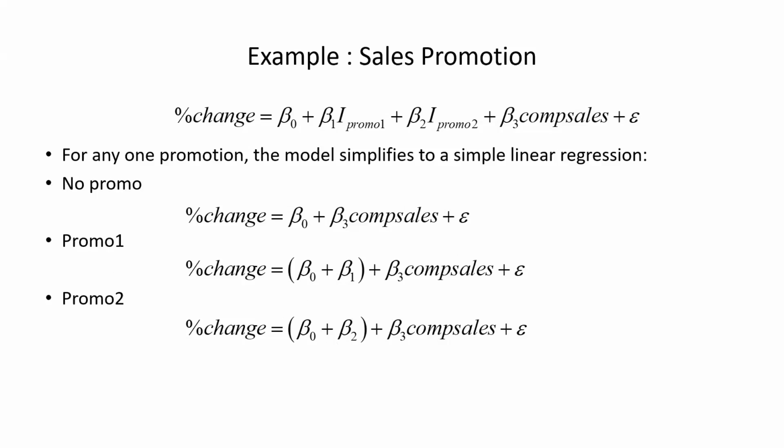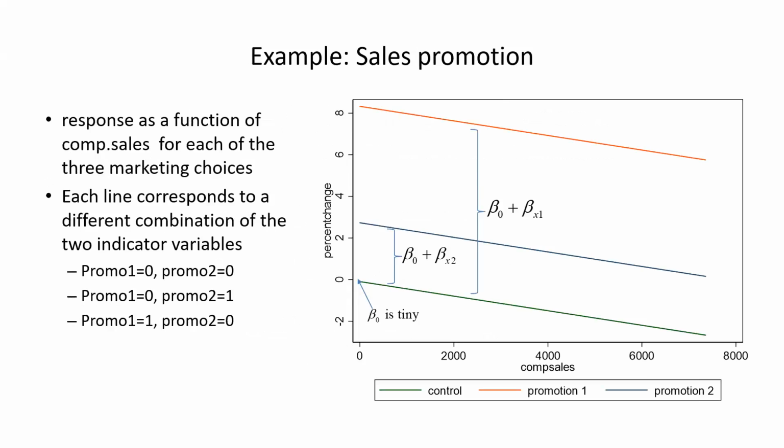So we have 3 lines with different intercepts. So these are 3 parallel lines, right? The coefficient for the comp sales is the same for all of them. You may not be able to see beta 0 because it's so small in this example, but the point holds that the 3 lines are parallel. That's the easiest way to say it. So we have 3 parallel lines that are induced by the indicator variables.